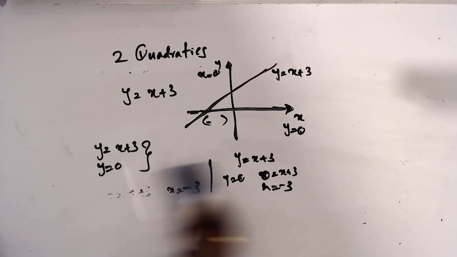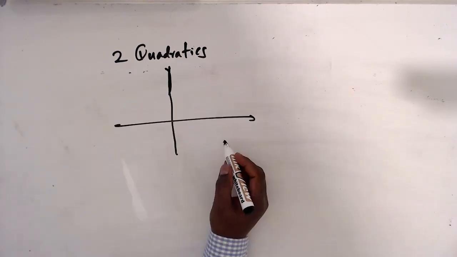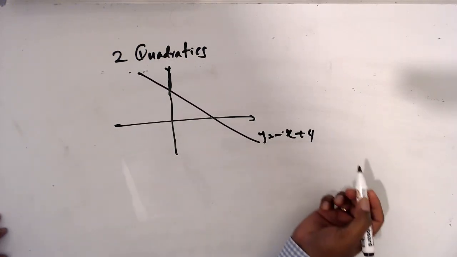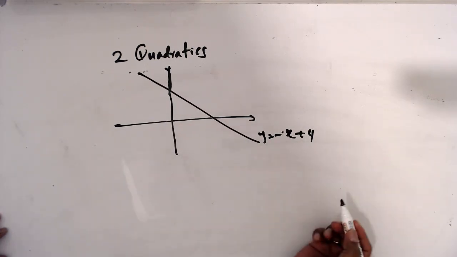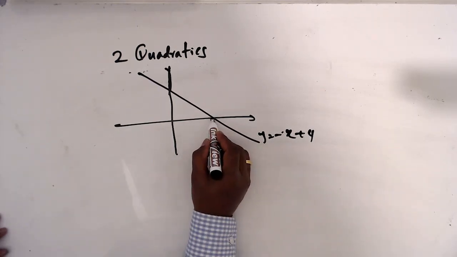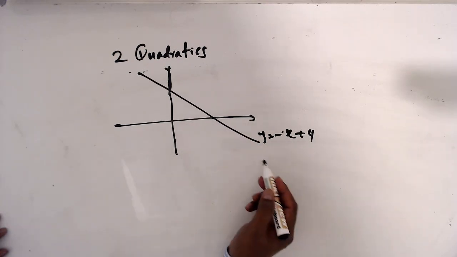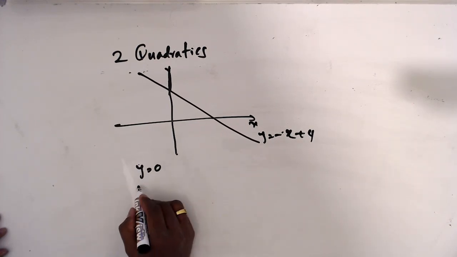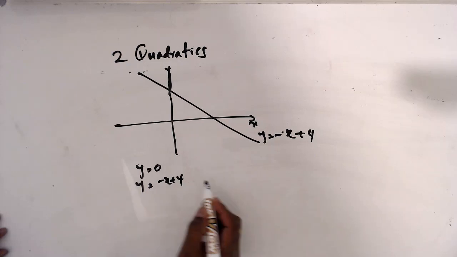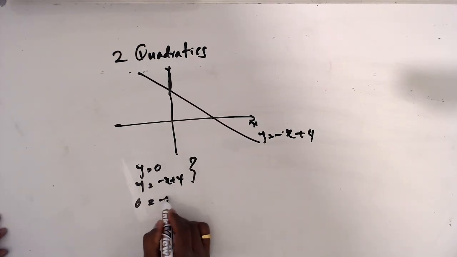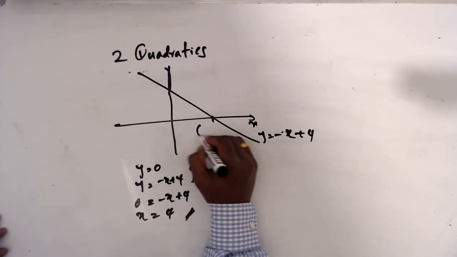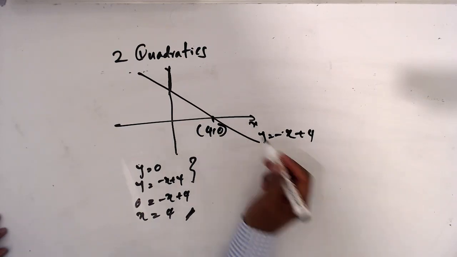We'll discuss another example. Y equal minus x plus 4. So what is the root of this equation? Then we have to solve. This is the intersection point where it meets the x-axis. So we want to solve y equals 0 and y equal minus x plus 4. When we solve 0 equal minus x plus 4, x equal 4. So this is 4. And y, we know that now it is 0.